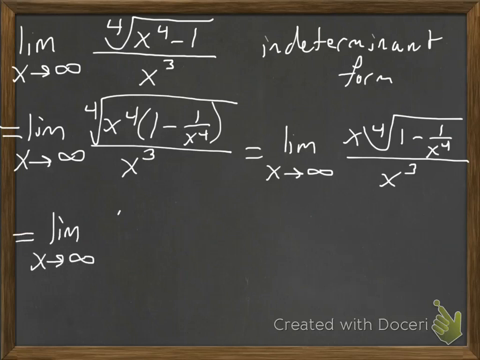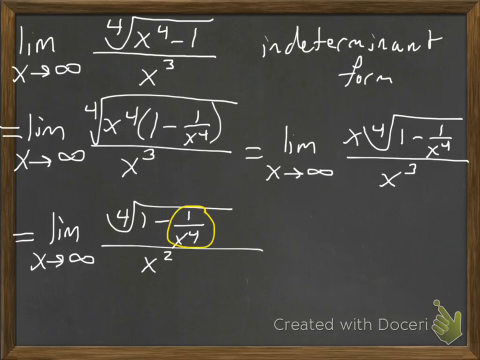Then it becomes limit as x goes to infinity. The x will cancel one of the x's in the denominator. Okay, so we have fourth root of 1 minus 1 over x to the fourth divided by x squared. And the 1 over x to the fourth, that's going to go to 0. And so we essentially have 1. So the fourth root of 1 is 1. So we essentially have 1 over x squared.